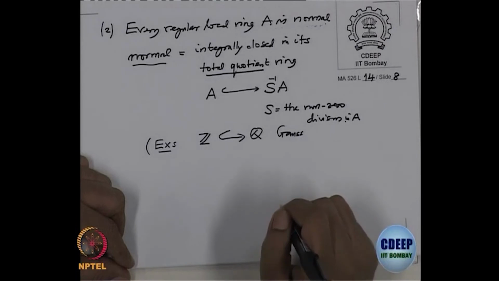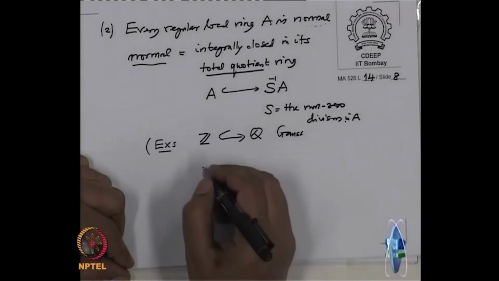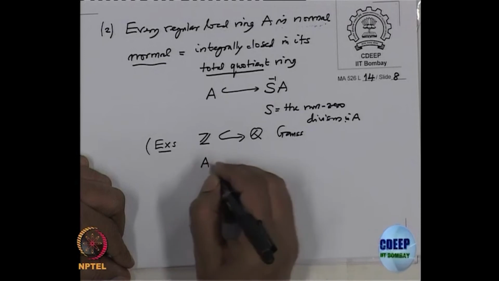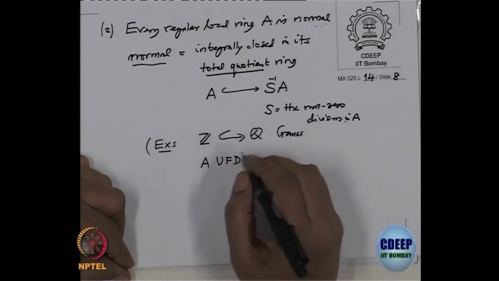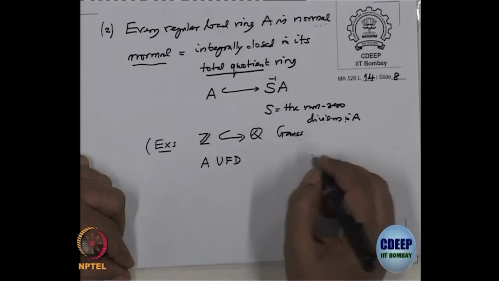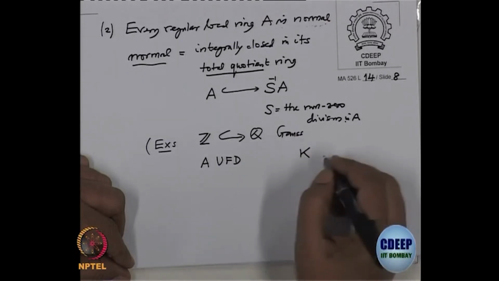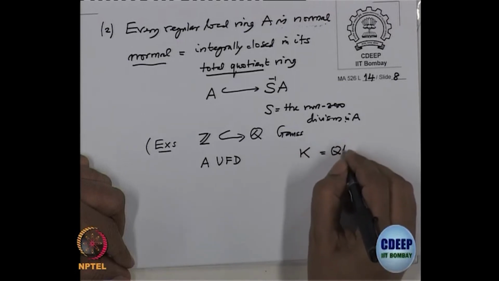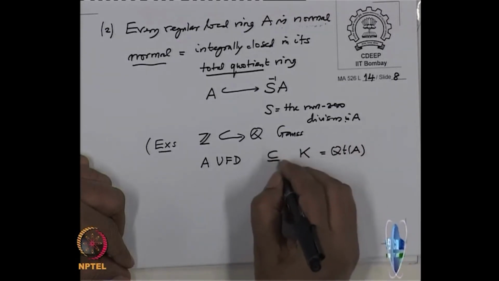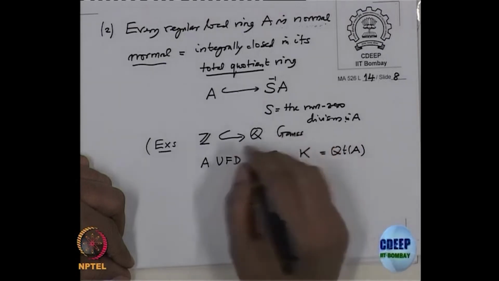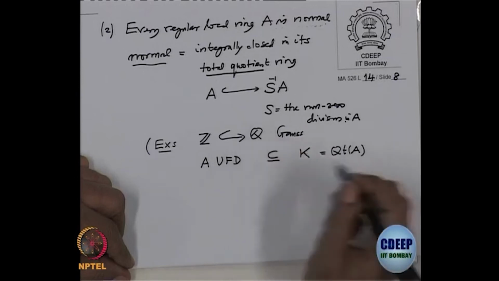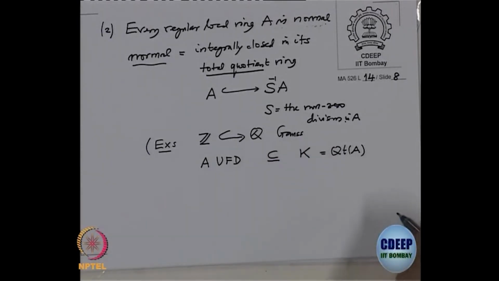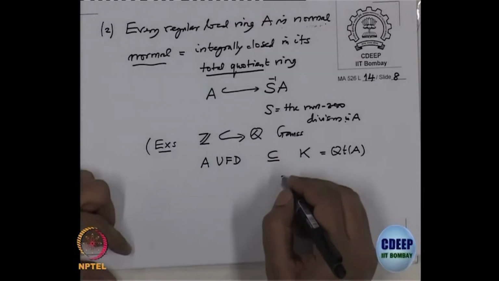And more generally, you do not need Z, you can have a UFD, A is a UFD. The same proof will tell you UFDs are normal in their quotient field. So, K is the quotient field of A, and this is normal. The idea being used is the concept of GCD, and that was used in this proof by Gauss. So, UFDs are normal.